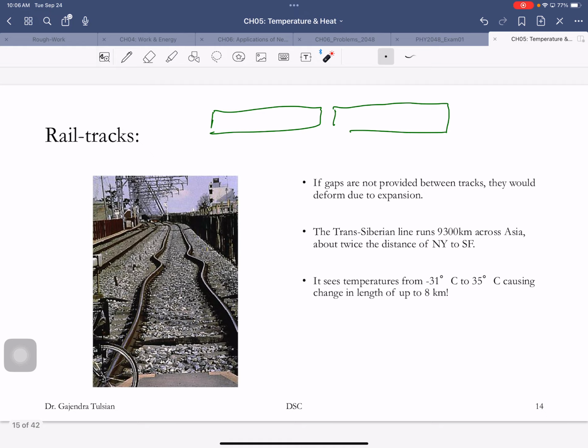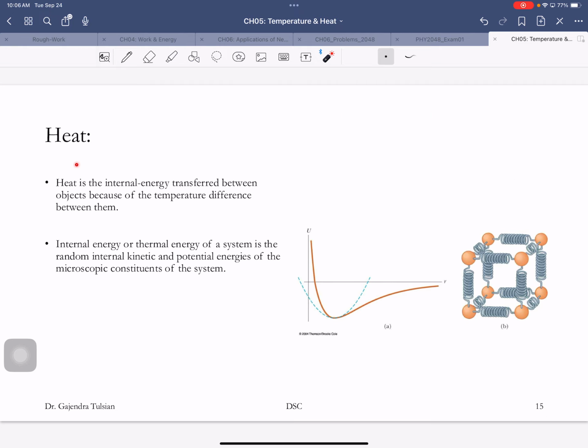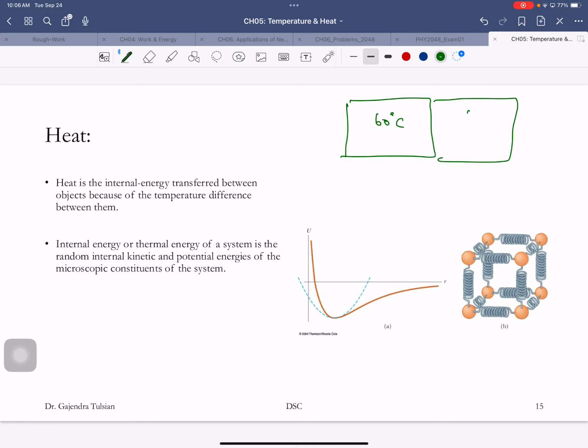Okay, now let's talk about heat. This is a term that you hear all the time. Let's say we have two solids, this one at 60 degrees Celsius and that one at 50 degrees Celsius. When you bring them in contact, what will happen? Heat will flow from here to there. Heat flows from the hotter object to the colder object.